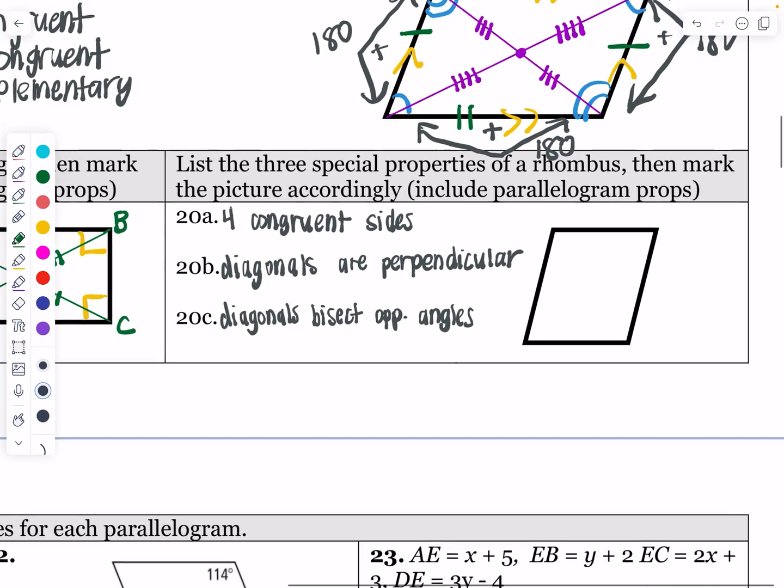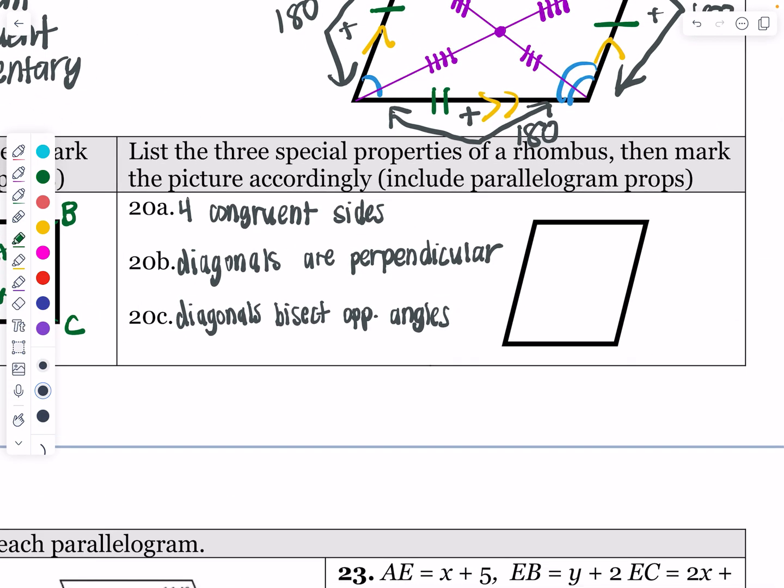Okay, list the 3 special properties of a rhombus and then mark the picture accordingly. So what we're going to do is mark that there are 4 congruent sides. So let's do that in color first. There are 4 congruent sides. That is the definition of a rhombus. So 1, 2, 3, 4. All 4 of those are going to be congruent, so I'll mark them all the same.